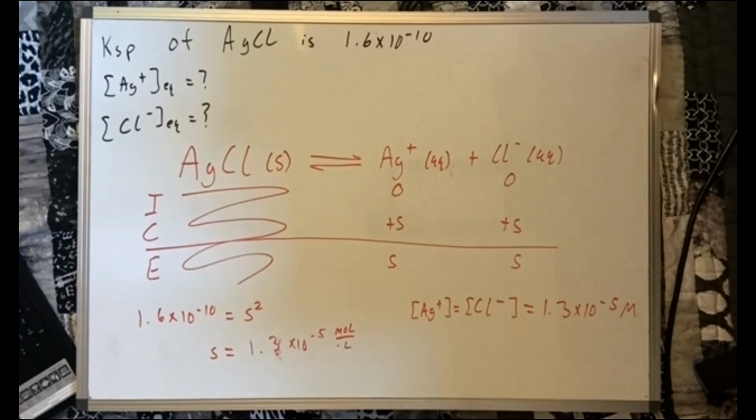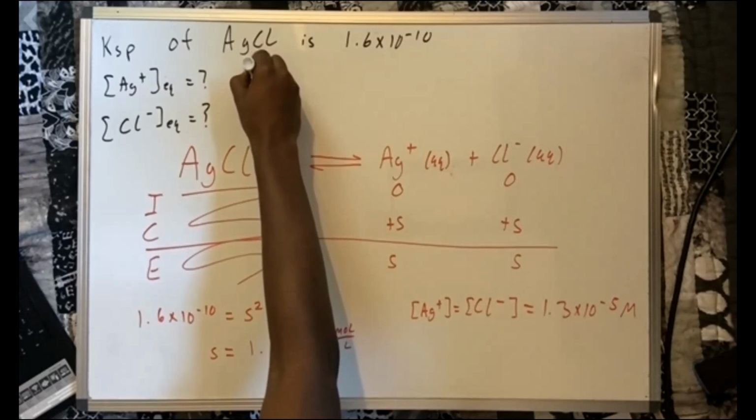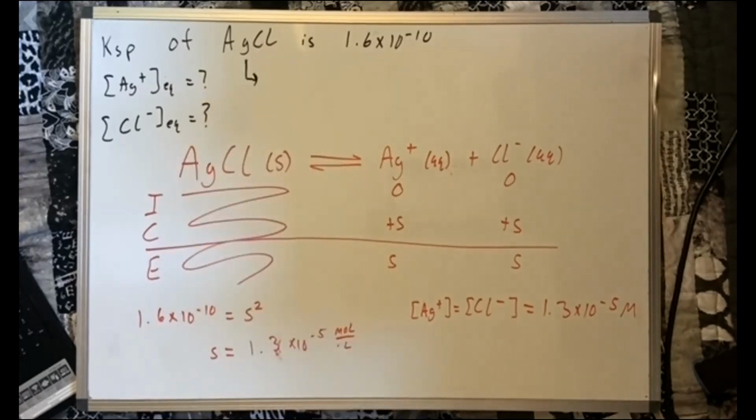And then it asks, can we possibly find the mass of silver chloride dissolved in the water? Yes, you definitely can. You just take this and convert it from moles per liter into grams per liter. So we need the molar mass of this. I need the periodic table.